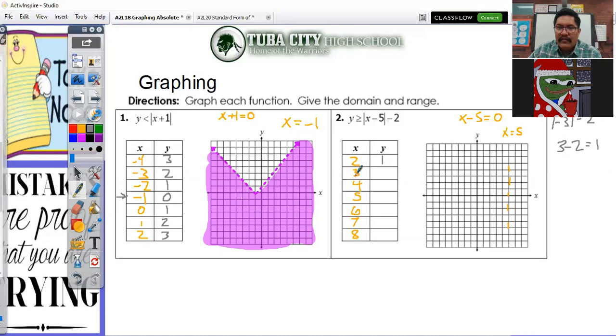Now let's go ahead and plug in 3. So 3 minus 5 is negative 2 again. And I'm going to do this a couple times. We'll probably end up doing it mentally. So negative 2 absolute value, minus 2. So that's going to be positive 2 minus 2. And that's going to be 0. So 0 is going to go right here.